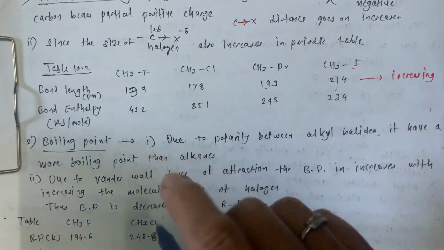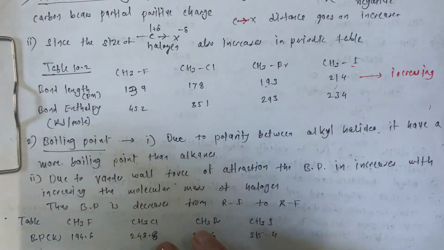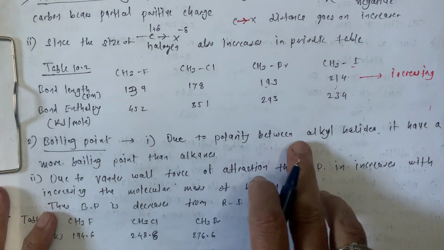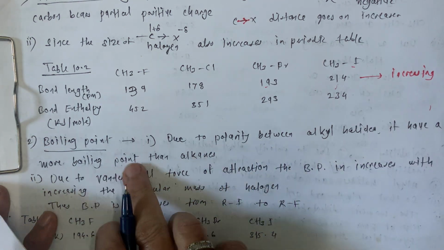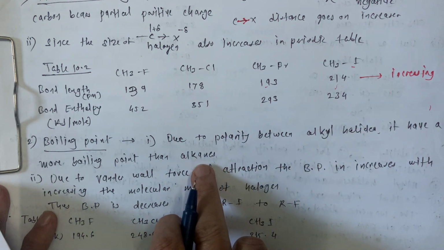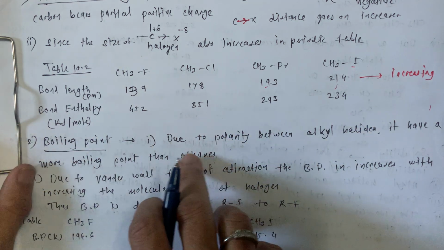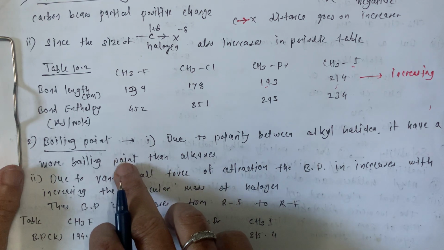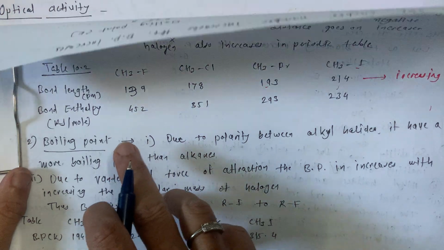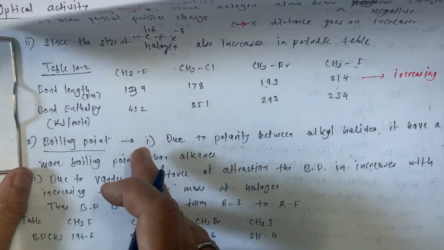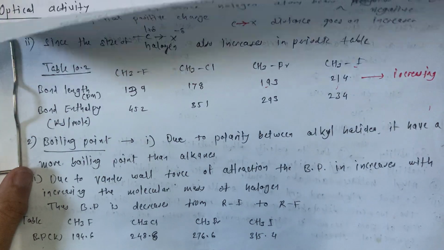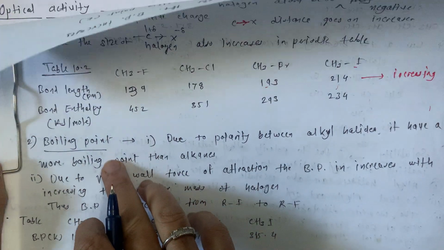Next point is boiling point. What is boiling point? Due to polarity between alkyl halides, they have a higher boiling point than the alkenes. Now we are comparing alkyl halides with respect to alkenes. Boiling point: we know that the energy required to break the bond is the boiling point, or scientifically, when atmospheric pressure is equal to the internal pressure, that is known as boiling point.